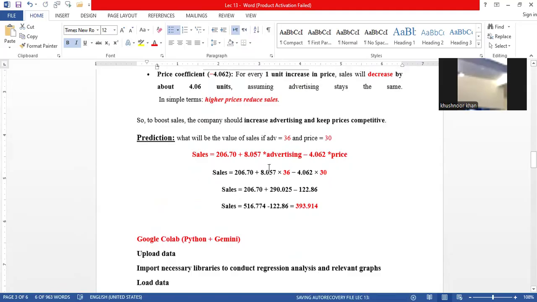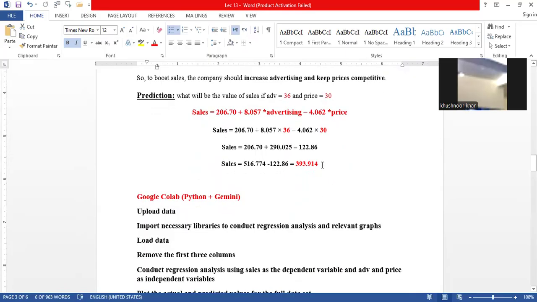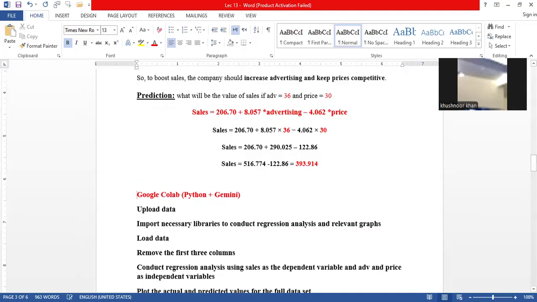तो एडवर्टाइजिंग की जगह क्या लिखते थे? 36. प्राइस की जगह 30 लिख देते हैं. This is what we need. इसको सॉल्व कर लेते हैं तो हमारी सेल्स कितनी आ जाएगी? 393.914. यानी अगर एडवर्टीजमेंट आप $36,000 की करें और प्राइस $30 रखें, तो आपकी सेल्स की क्या प्रिडिक्शन हो सकती है? वो 393.914 हो सकती है.